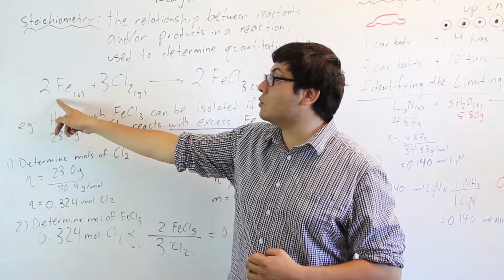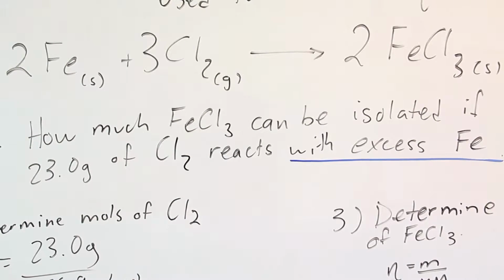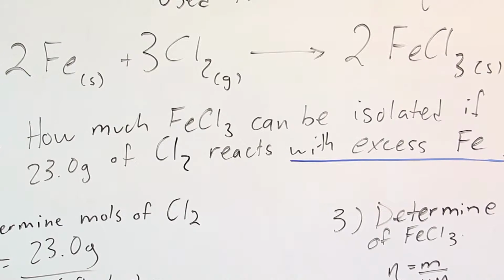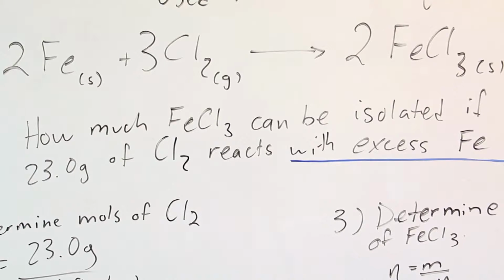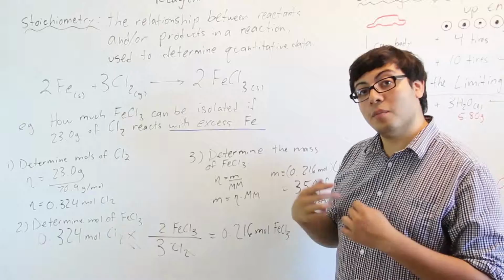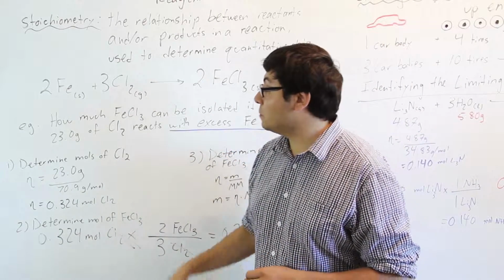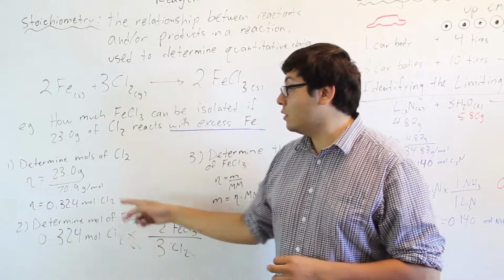So here we have a reaction between iron and chlorine gas to make iron 3 chloride. An example here says, how much iron 3 chloride can be isolated if 23 grams of chlorine gas react with excess iron? It's important that we understand that we have excess iron here. We'll come back to that in a second, but just note that. So first thing we need to do is determine the moles of chlorine gas. So we can do that.